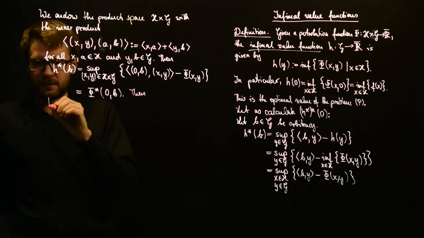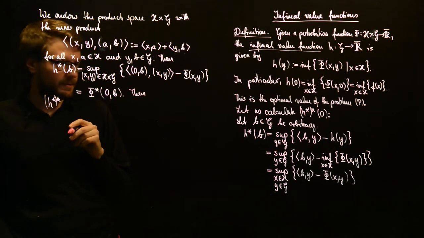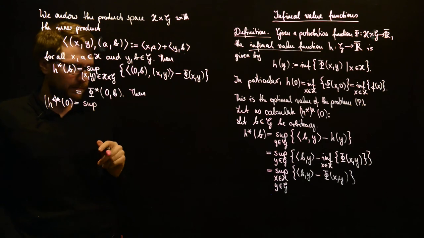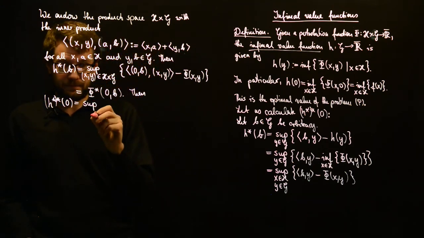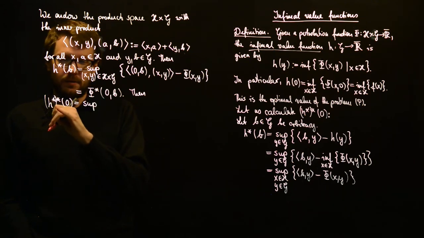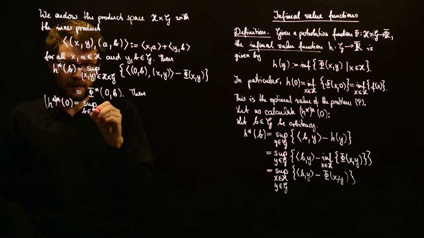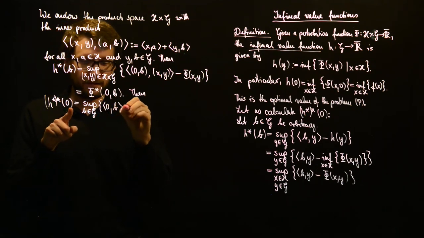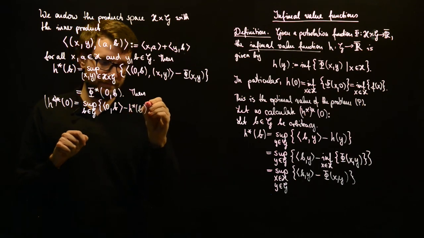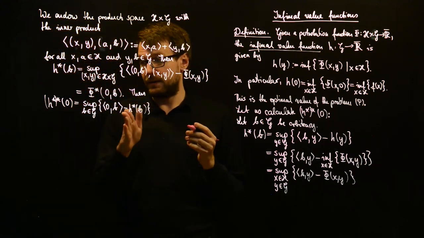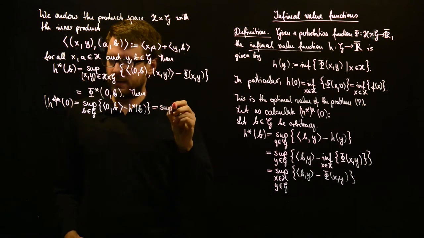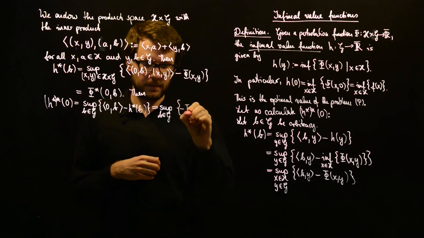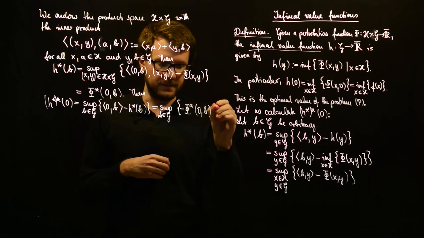So then H star star, well, let's write the parentheses like usual, of zero is equal to the supremum over all B in G. And here you take zero, that's this, zero B minus H star of B. And obviously the inner product of zero with B is zero. And minus H star of B is equal to minus phi star of zero B.